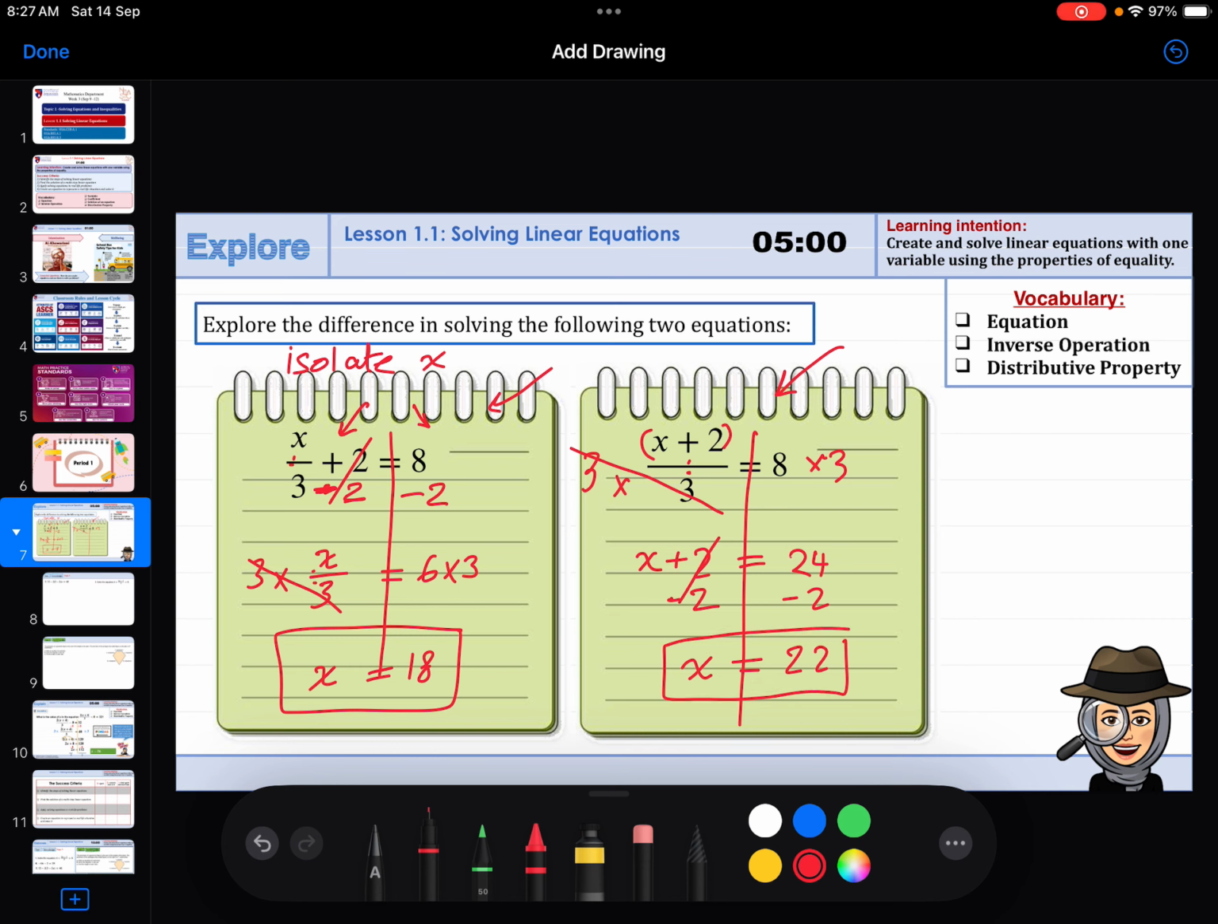Again, if you want to check your answer, you have to substitute your answer in the equation. I'm going to substitute with you. My equation was x plus 2, all of it over 3 equals 8. How can I check? Instead of x, I'm going to substitute my value, 22. 22 plus 2 is 24 over 3. 24 divided by 3 is actually 8. Then my answer is correct.